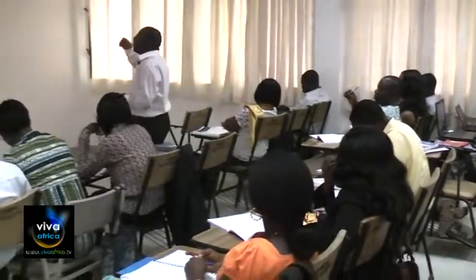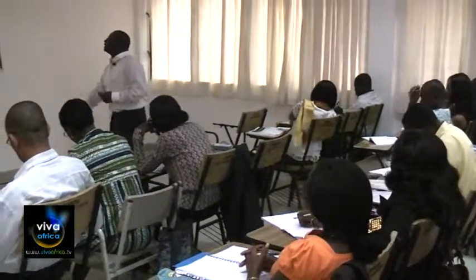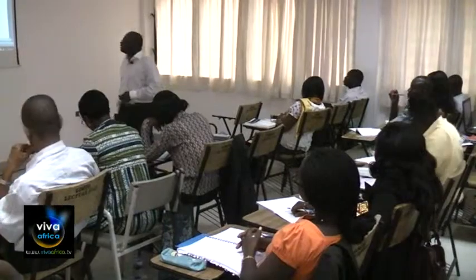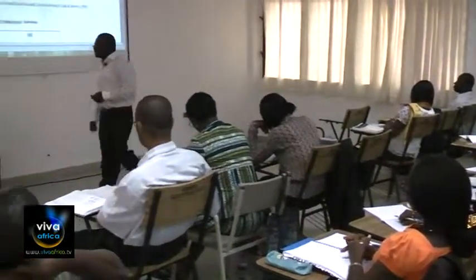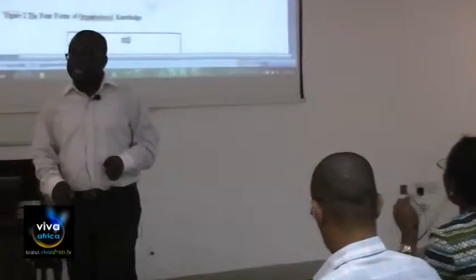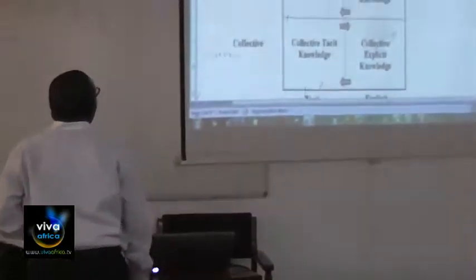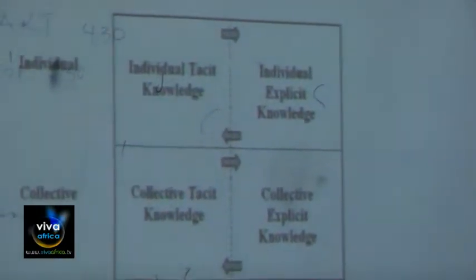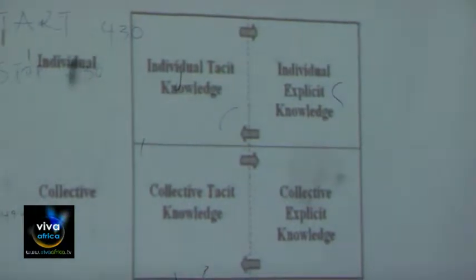So the product of inquiry for information is knowledge, and the process of inquiry is what we call learning. So you have the types and then the forms of knowledge. There are 2 types of knowledge: the tacit knowledge and the explicit knowledge. And then we have the individual knowledge, that is in terms of the form, and then the group or collective knowledge.